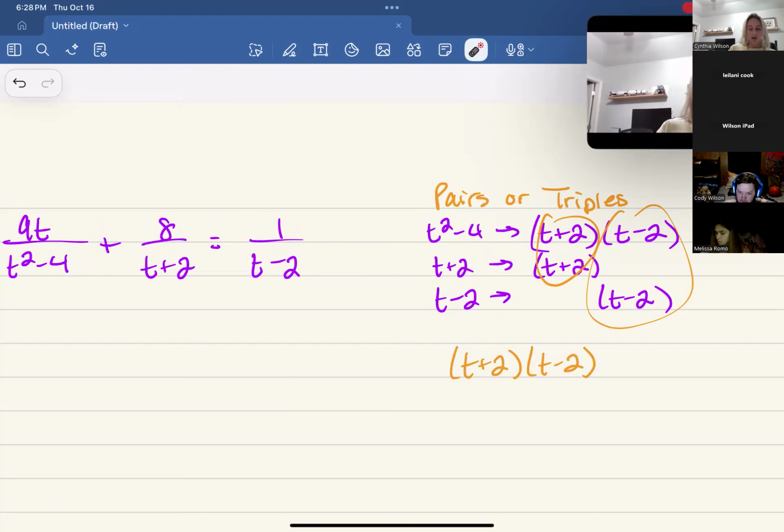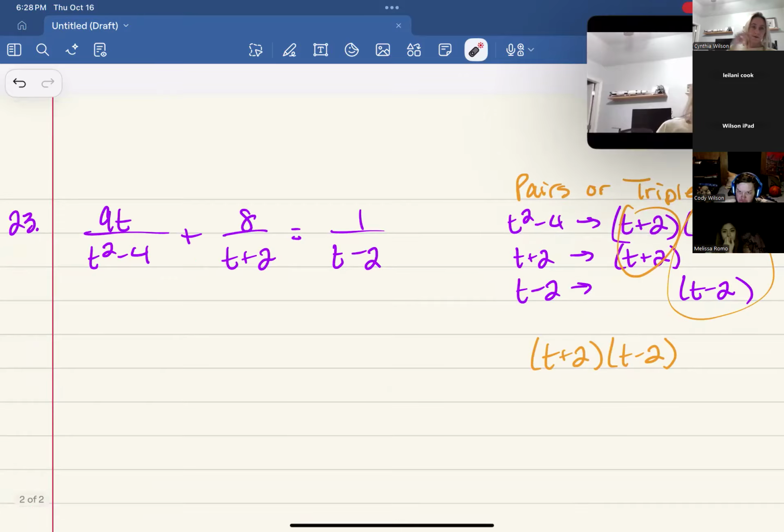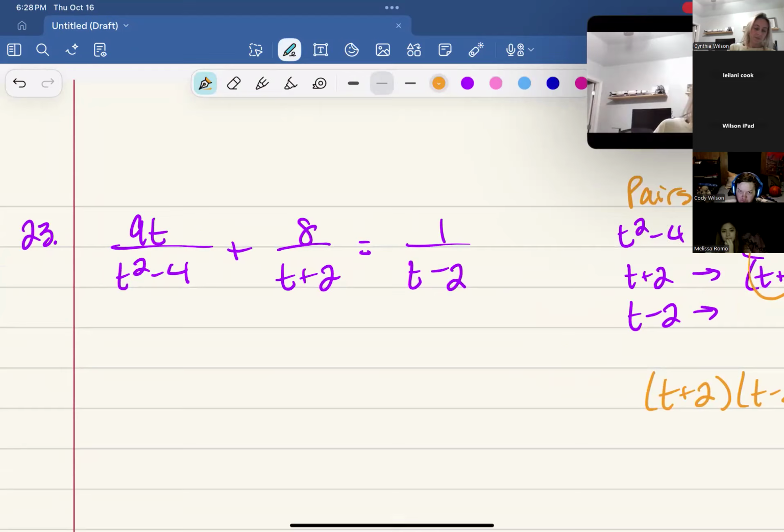And then what you would do from here is check for missing factors. So if there was something that wasn't in common, but I don't have any of that. That's empty space, that's empty space. There's nothing in common here. So this is my least common denominator. So you're going to multiply every single fraction by that least common denominator. And that's up there in the numerator with it. So we multiply t plus 2, t minus 2.